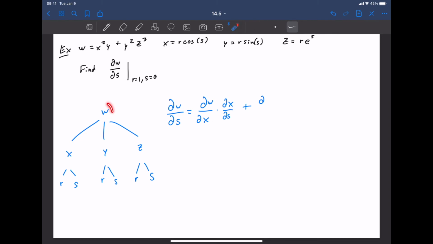W to get to y, then s. This path. So w to y, y to s. And then another contribution from w to z, and then from z to s. There you go. That's the rule.